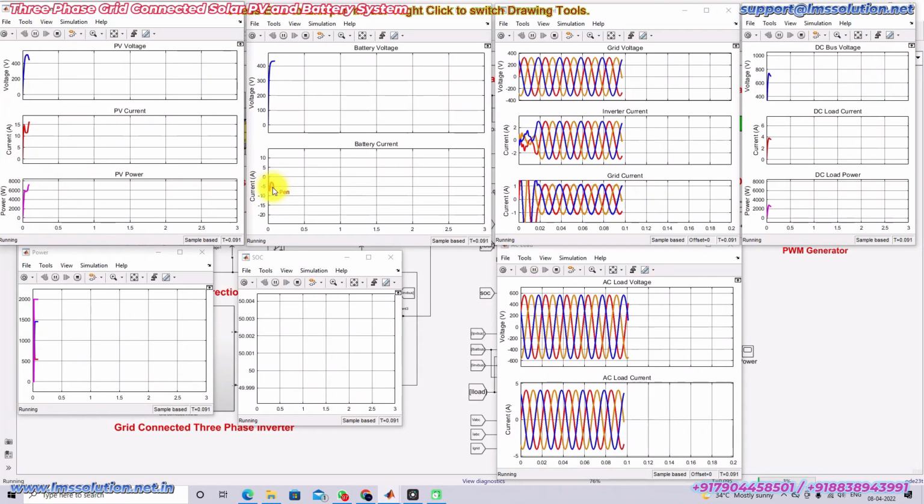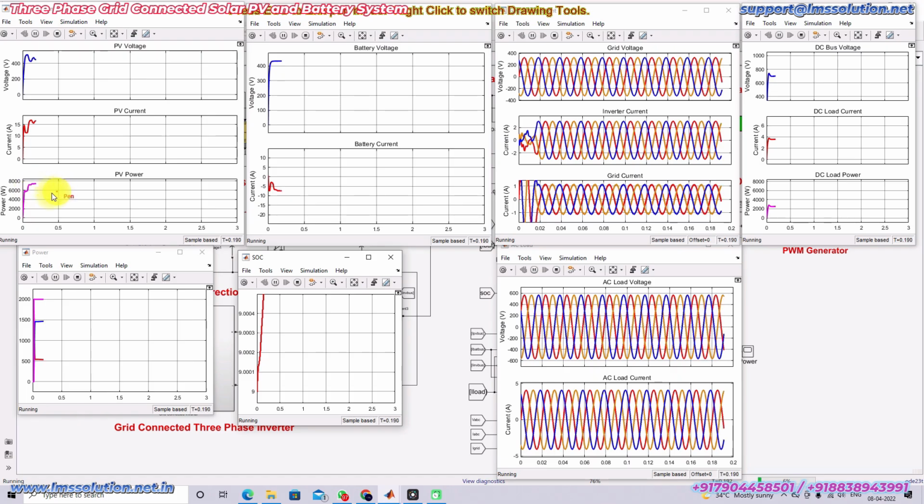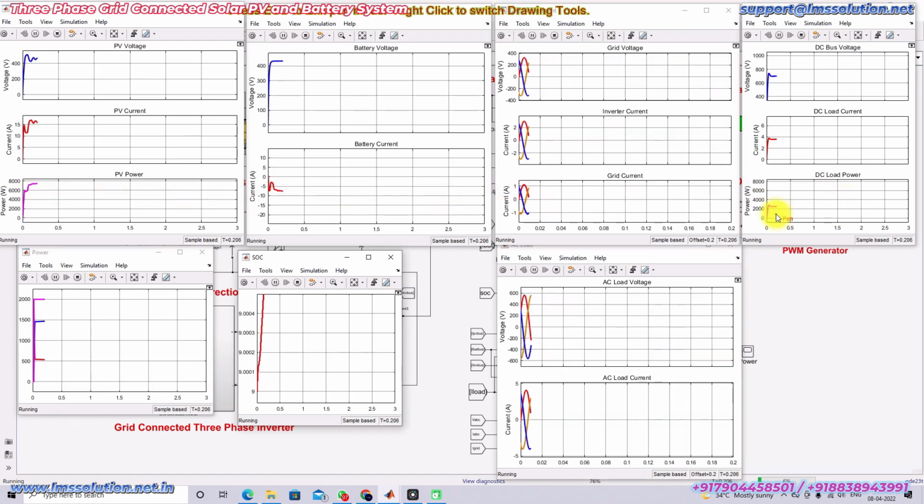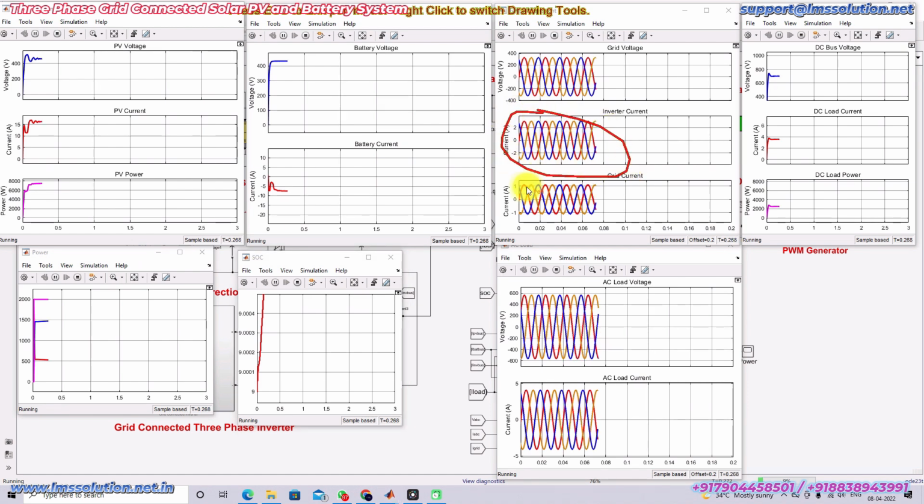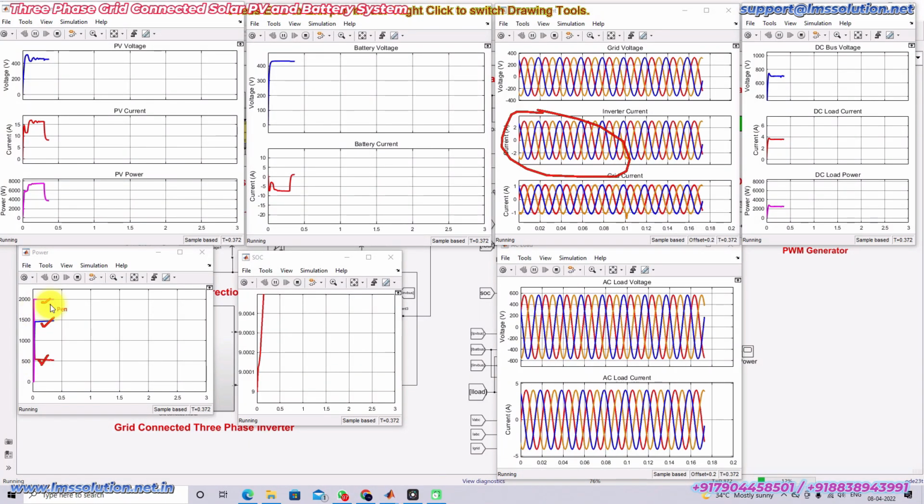Initially the battery goes for charging because it has power to charge, as well as it is able to supply the power to the DC load as well as the grid. Here you can see that it maintains the 3 amp peak. Also you can check the power of the DC load is 2000. We are getting power from the PV. The remaining power will be taken from the grid to balance the DC load.